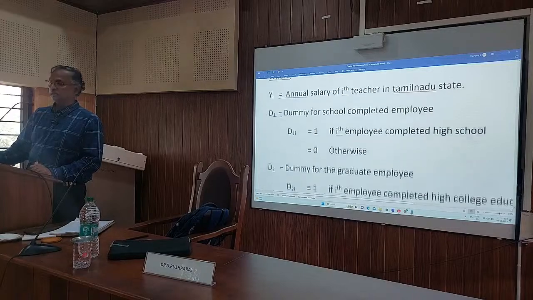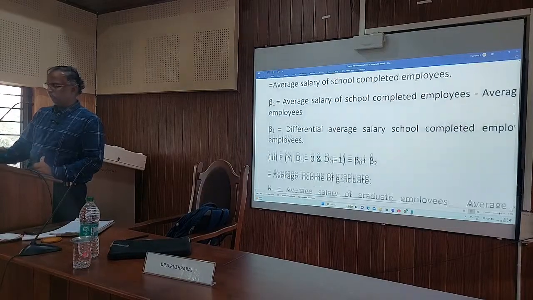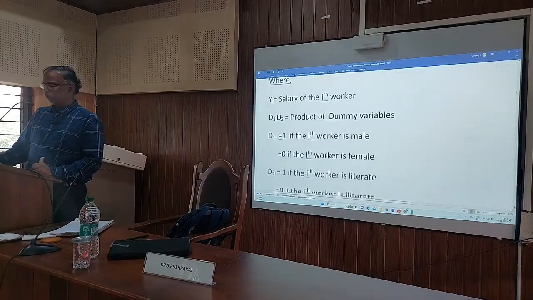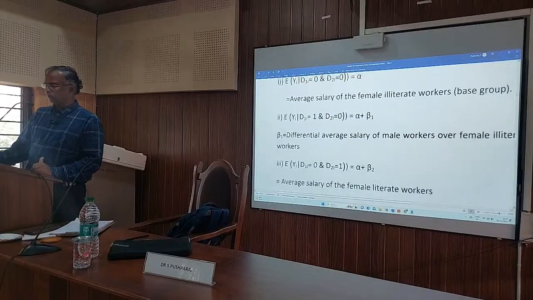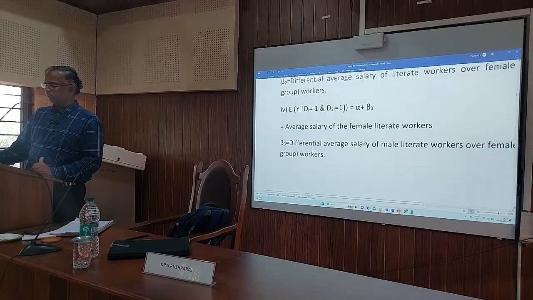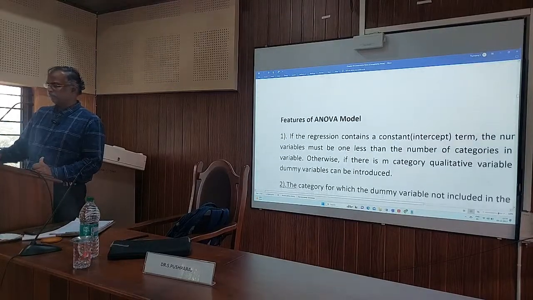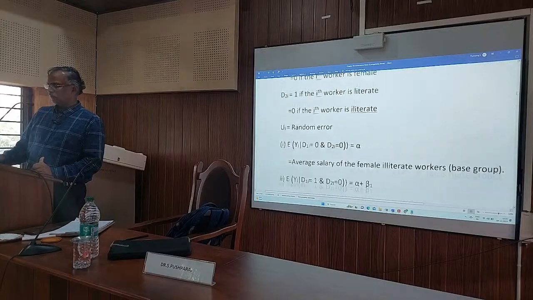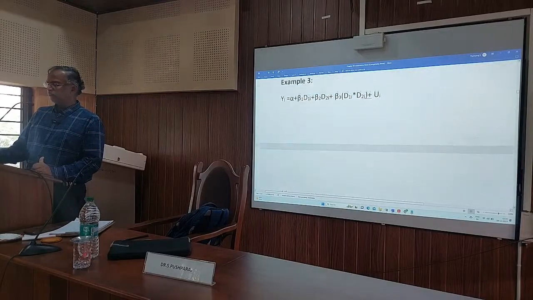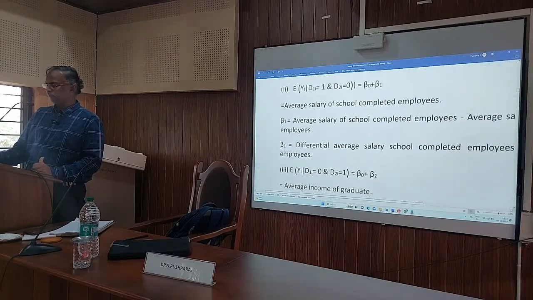So like this we can remodel, right? One more type of typology is that two different dummy variables can also be included, two different dummies.